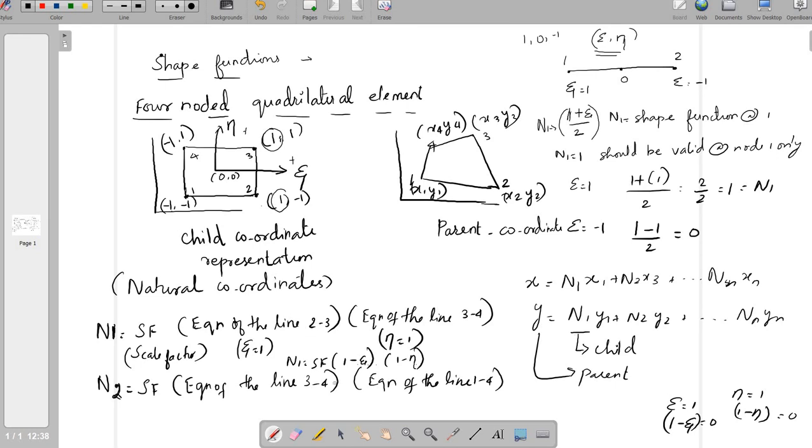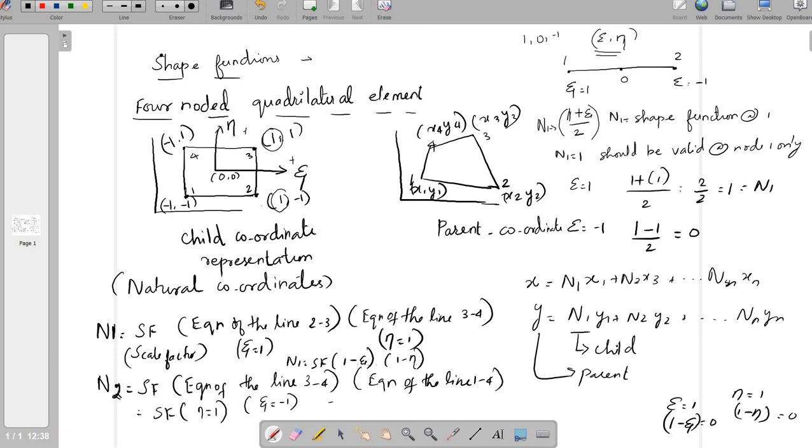So we can write the equation in this manner. So 1 minus epsilon, 1 minus eta. Similarly, you can write the scale factor equation of 3 to 4. You consider 3 to 4. The common factor is eta. So eta equal to 1, and consider the equation of line 1 to 4. For 1 to 4 you have a common factor of minus 1 for epsilon. So epsilon equal to minus 1.